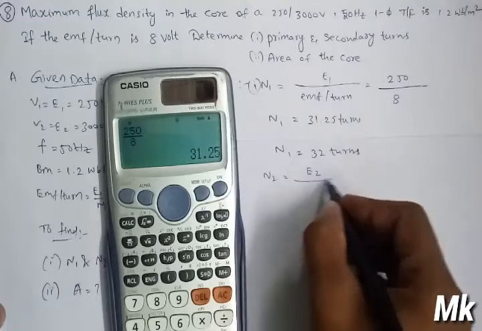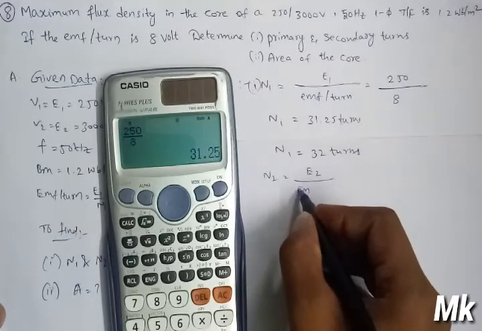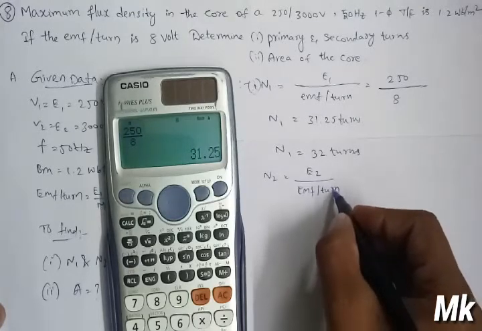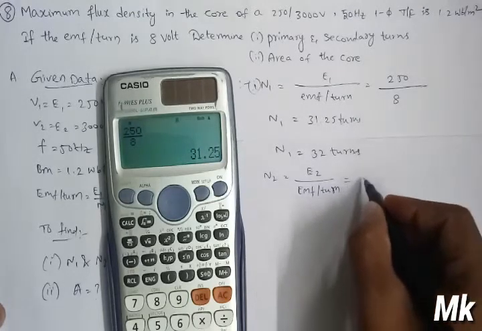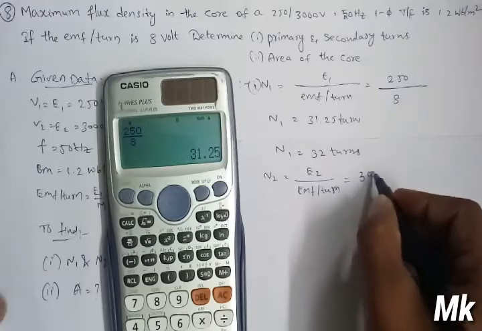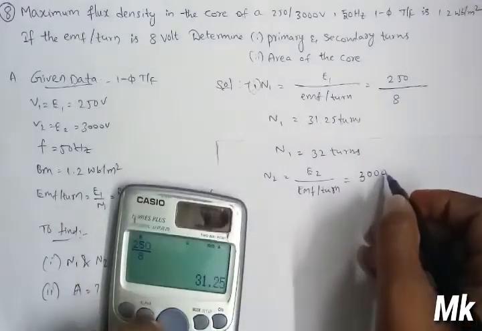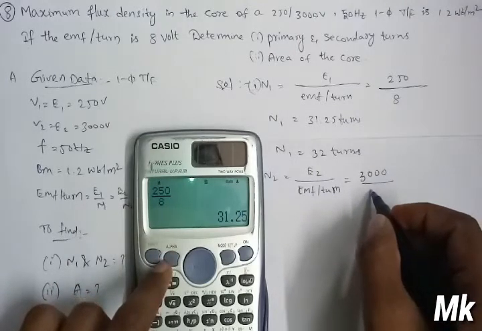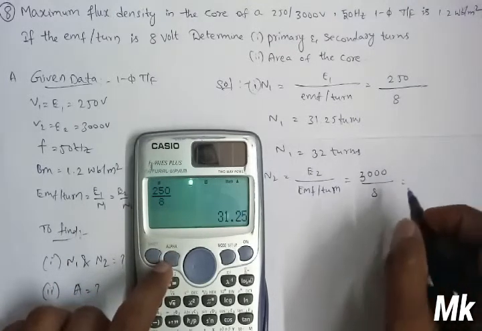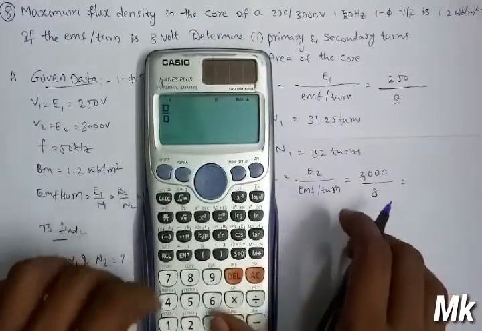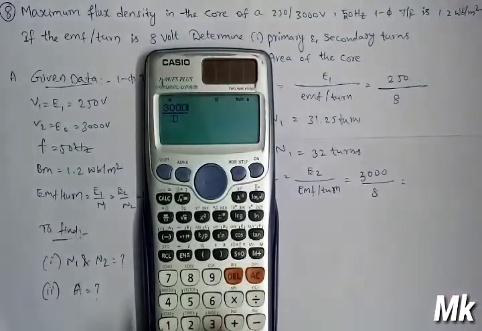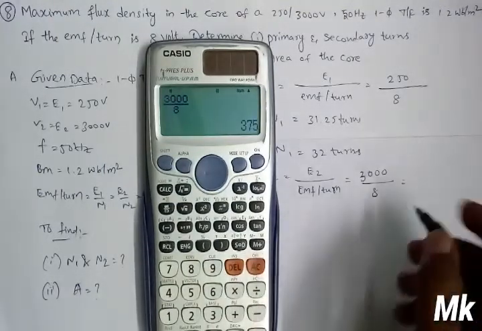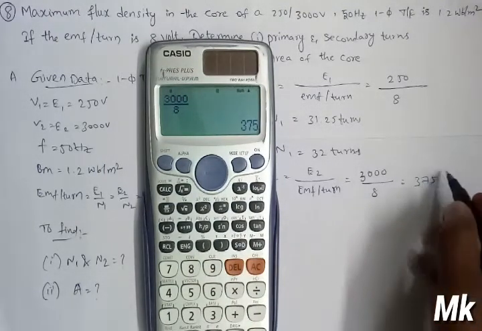Similarly N2 is equal to E2 by EMF per turn, that is equal to 3000 volts by 8, that is equal to 3000 by 8, 375 turns.